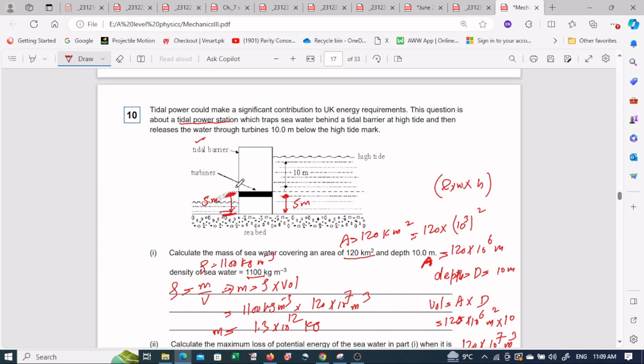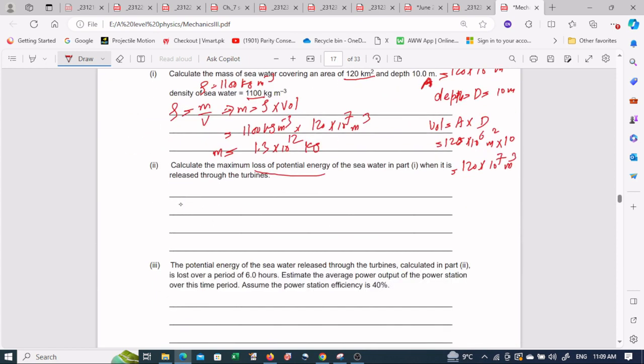The maximum loss of potential energy is because some water is above, but we are not discussing the minimum energy lost. The maximum energy is lost when the water reaches the bottom, covering a height of 5 meters. So the maximum loss of potential energy is equal to mgh.